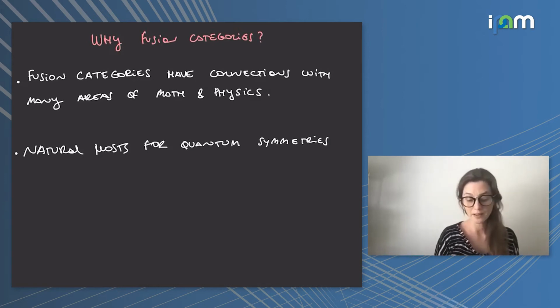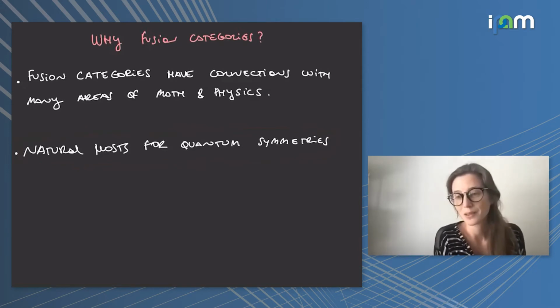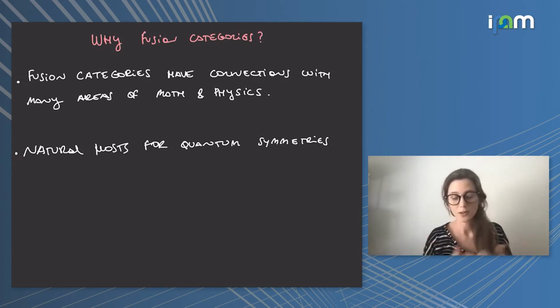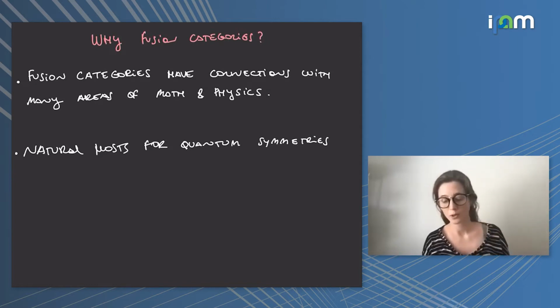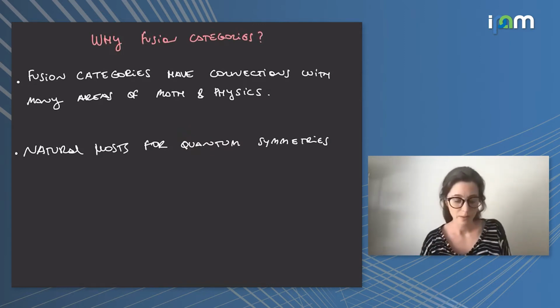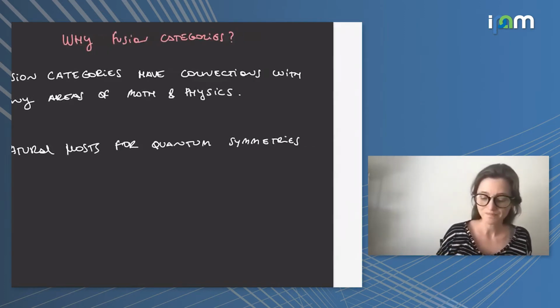And I also like that they are natural hosts for quantum symmetries, and that's one of the reasons for the connections to physics. So as groups play an important role in classical symmetries, fusion categories are the unifying language for quantum symmetries. When there are some symmetries in quantum settings, we can see them using fusion categories or tensor categories, possibly more generally.